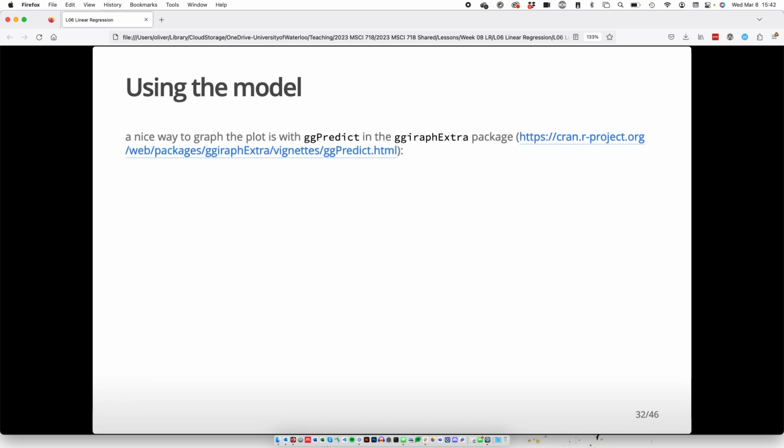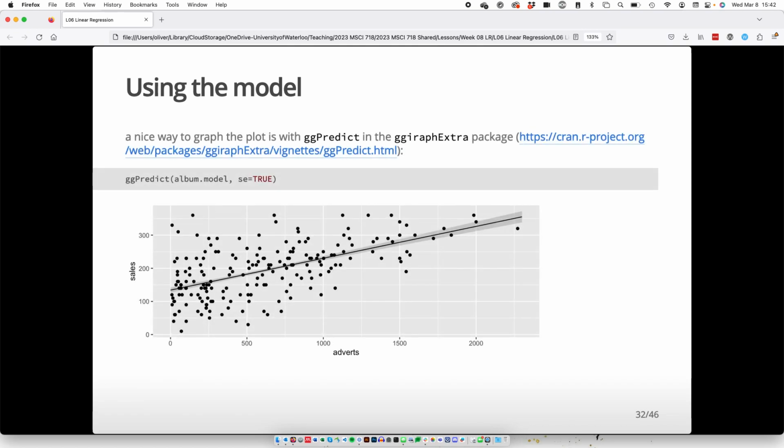So you can also graph the plot with ggpredict. That's a pretty convenient little thing. And this gives you the confidence intervals for the mean too. So if you're predicting the average number of sales, it'll give you that bound. And as you see, it expands as you have fewer data points.